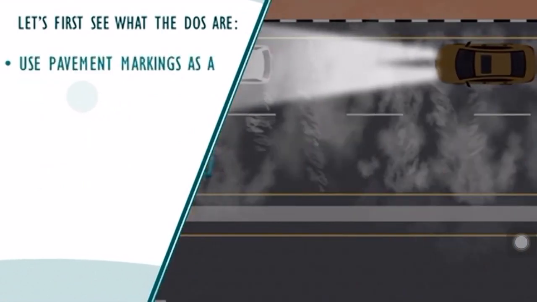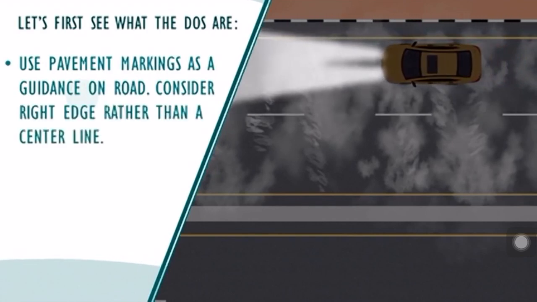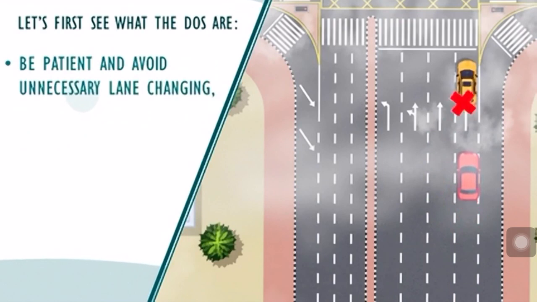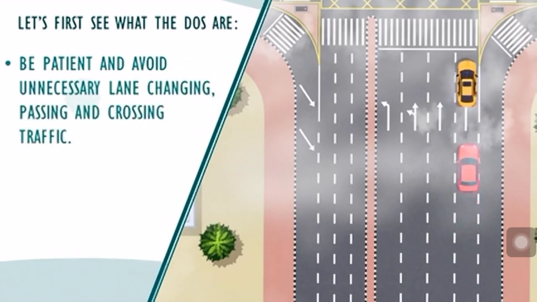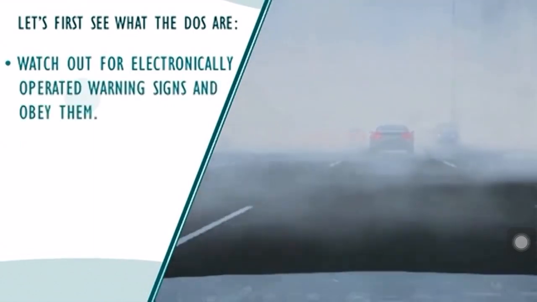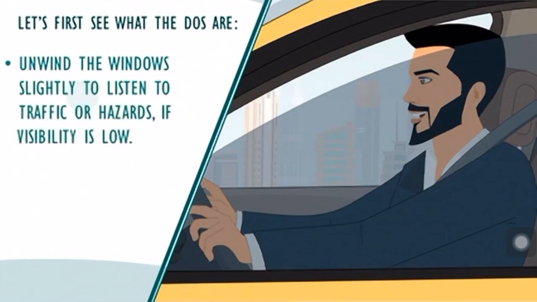Use pavement markings as a guidance on the road. Consider the right edge rather than a center line. Be patient and avoid unnecessary lane changing, passing, and crossing traffic. Watch out for electronically operated warning signs and obey them. Unwind the windows slightly to listen to traffic or hazards if visibility is low.